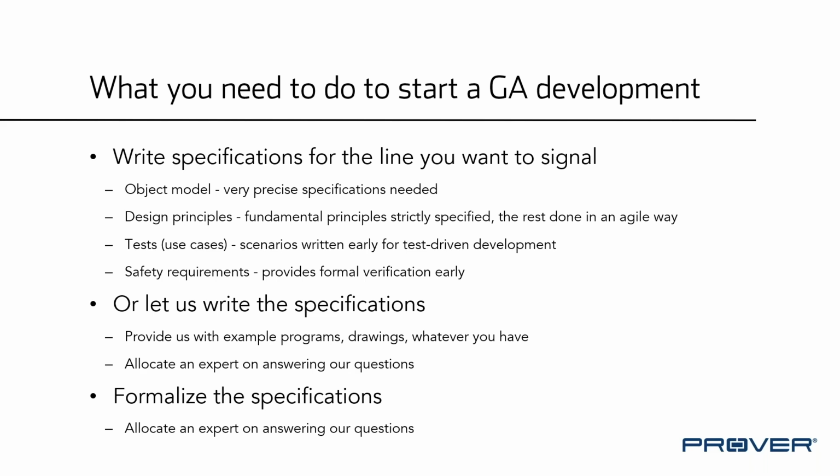If you don't have the staff to do this, or if you feel unsure about this, you can let us write these specifications or use some other consultancy firm who are good at this. We would typically need example programs that were made manually to understand how you want things to work. Perhaps you have some drawings, perhaps you have some description somewhere or anything like this. If you hand us what you have, we will try to help you as best as we can with getting your specifications down formally. And you need to allocate an expert who can answer our questions on the way.